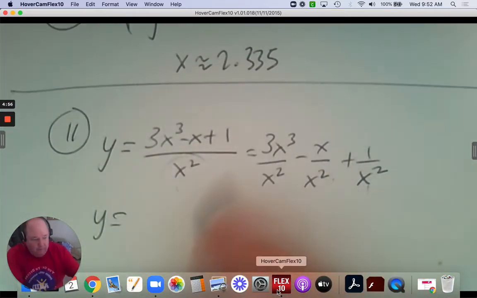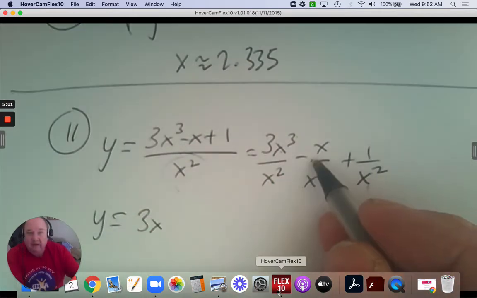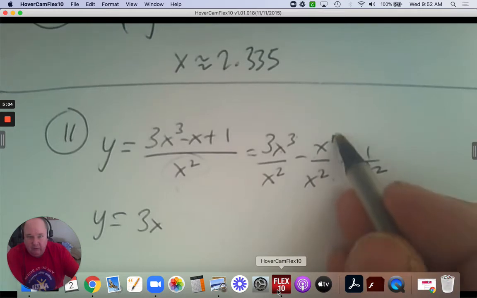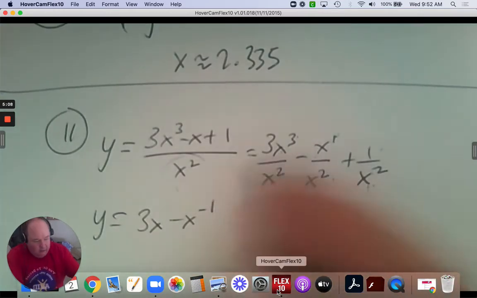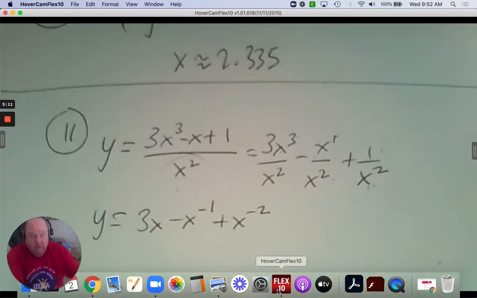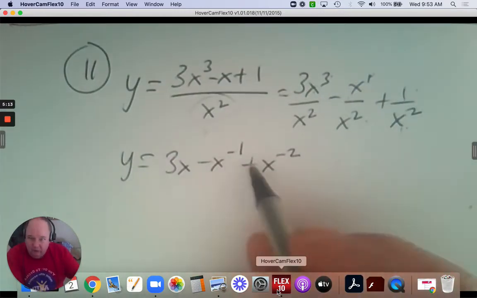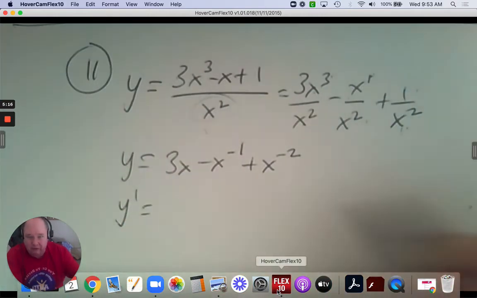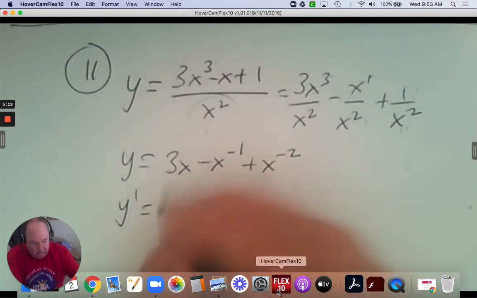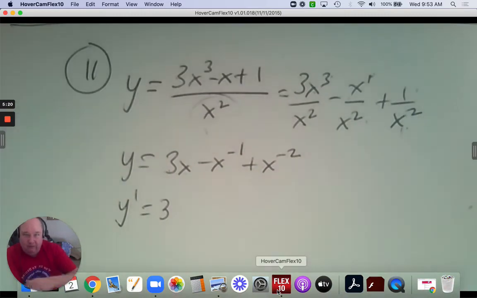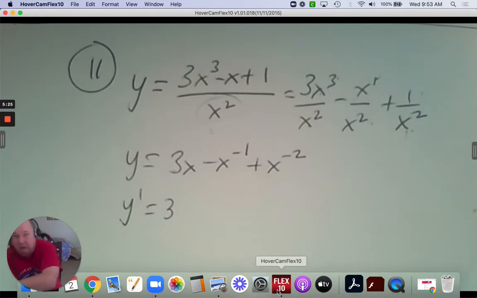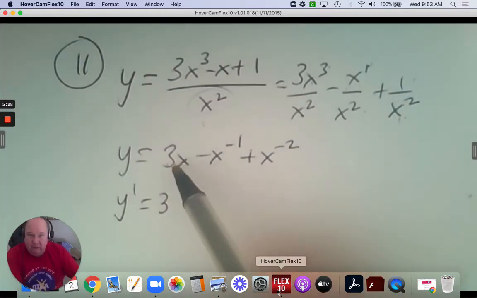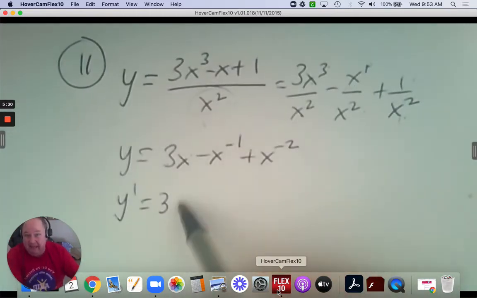So x cubed divided by x squared, that's just 3x. Subtract the exponents. 1 subtract 2, that's negative 1. And then 1 over x squared can be written as x to the negative 2. So we write it in a way where you can do the power rule simply. So now the derivative of 3x is 3. So what happens is, if you integrate, then suddenly your brain forgets how to take the derivative in terms of what you've done before. So make sure you feel comfortable taking the derivative and the antiderivative.